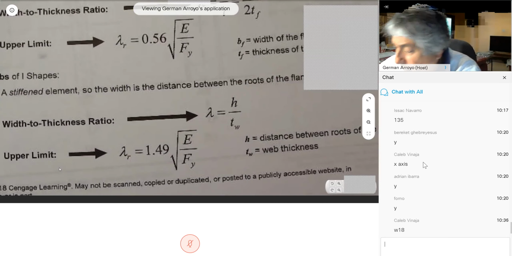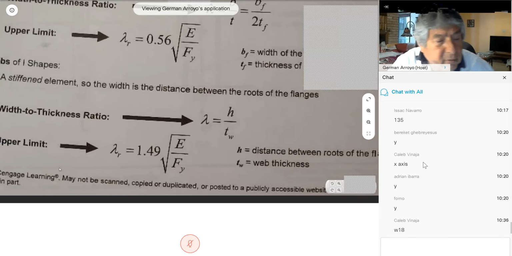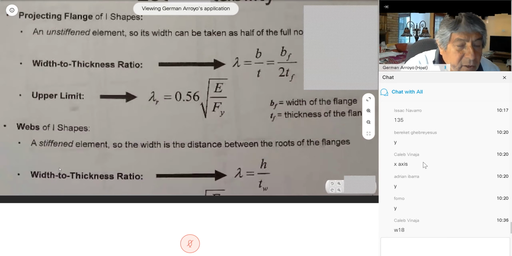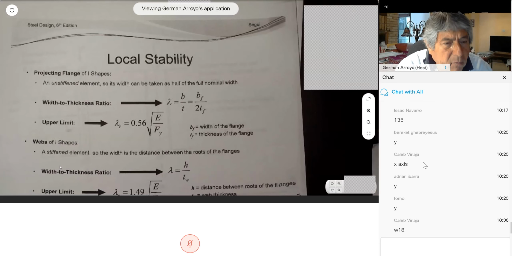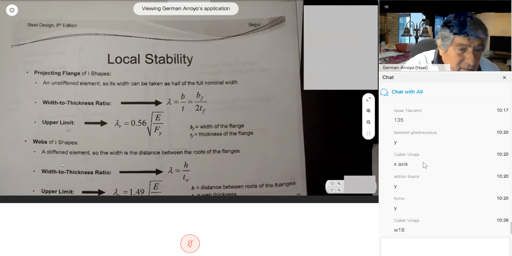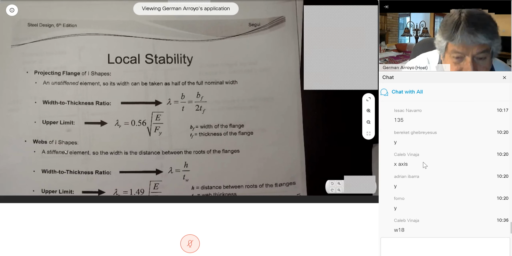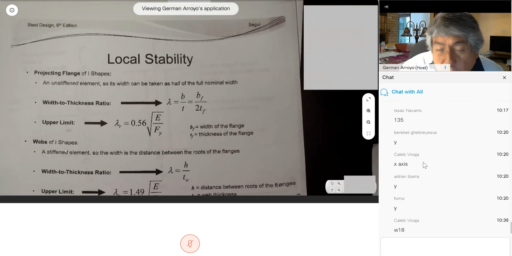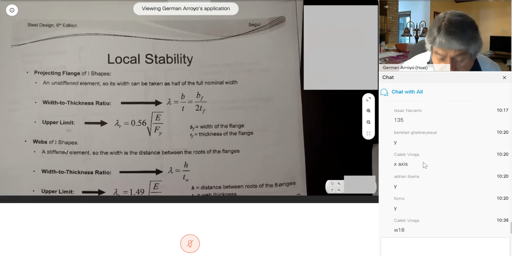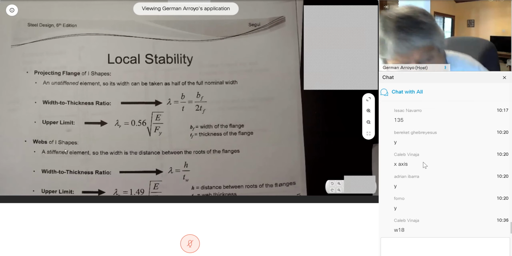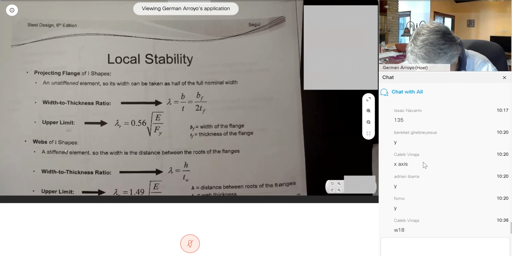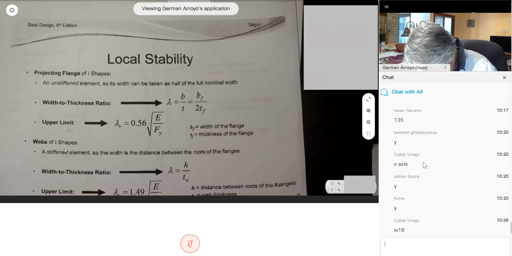Most of the standard sections, most of the sections given in the code, do not have local buckling of the web. Some of them, very few, have local buckling of the flanges. And if there is a local buckling of the flange, if there is for compression, they will put a little c next to the section. For bending, they will put a little f next to the section. I want to show you.